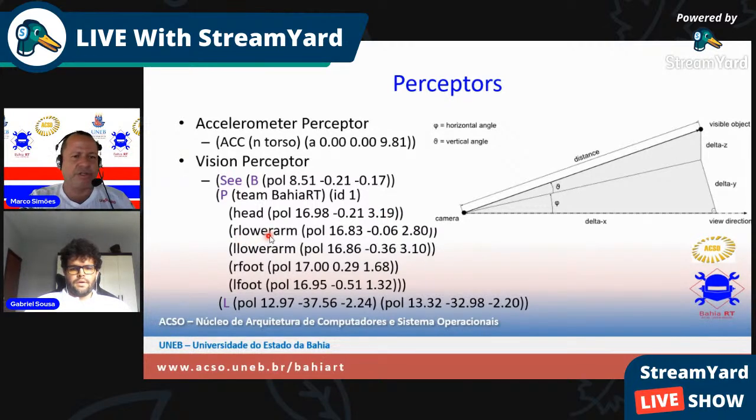The right lower arm is at this position, the left lower arm at this position, the right foot at this position. So we have relative polar coordinates here for each part of the body of this player one of team by RT. This is the information you are seeing with your camera. And the other kind of information you can receive are lines. Lines, you receive as two points. One point is the first point of the line you are seeing.